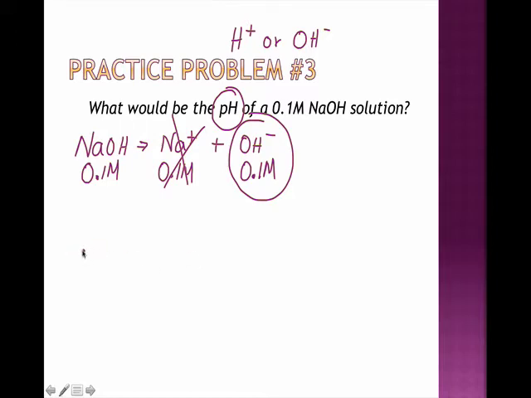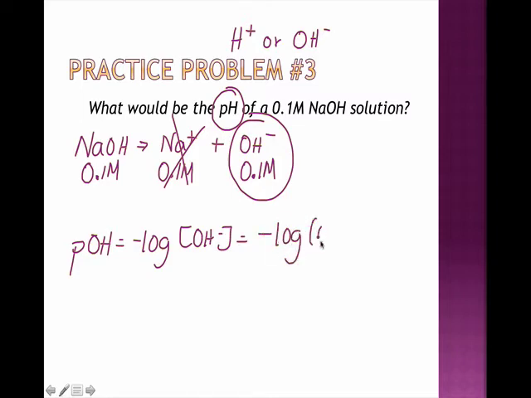The way I like to solve these is I like to find the pOH first and then subtract from 14. So remember, that's the negative log of the hydroxide ions. So I'm going to take the negative log of 0.1, and in that case it's going to get 1, which means that my pH is going to be 14 minus 1, which is going to be 13.